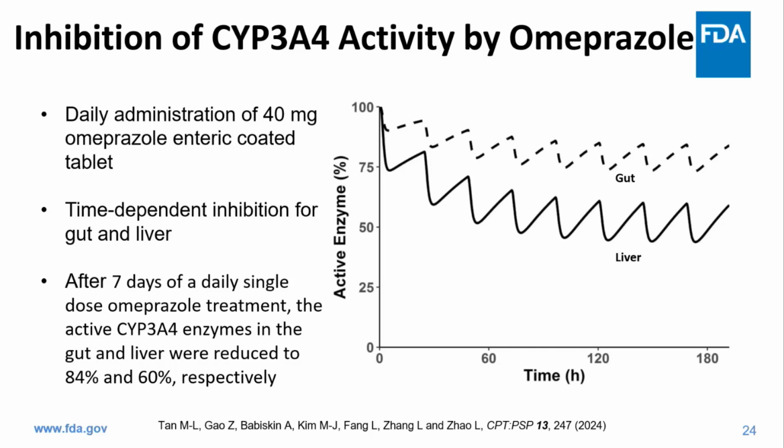Shown here are the simulated time courses of the time-dependent inhibition effect of omeprazole on the percentage of active CYP3A4 enzymes in the gut and the liver, respectively, after a daily single 40 milligram dose of omeprazole. After 7 days of daily single omeprazole treatment, the active CYP3A4 enzymes in the gut and the liver were reduced to about 84% and 60% of the original activity, respectively.